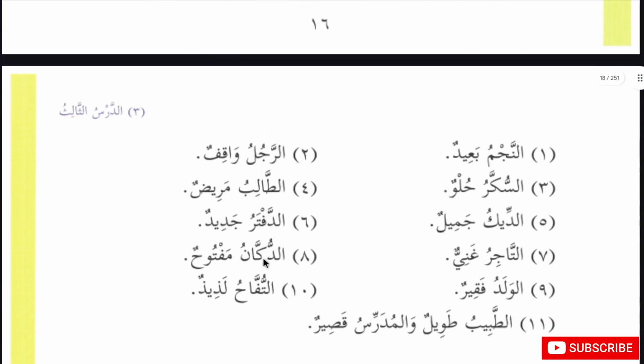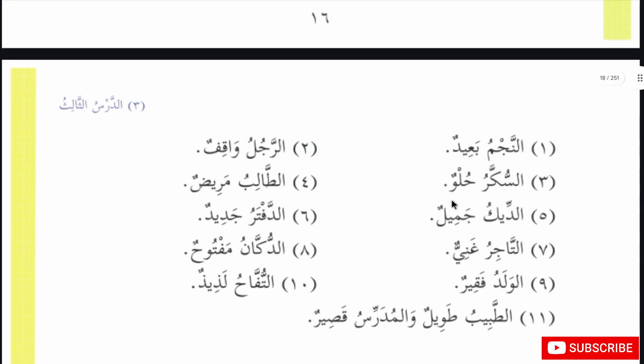Najm, al-najmu. Dik, ad-diku. Rajul, ar-rajulu. Talib, at-talibu. Al-najmu ba'id, the star is far. As-sukkaru hulwun, the sugar is sweet. Ad-diku jamil, the rooster is beautiful.